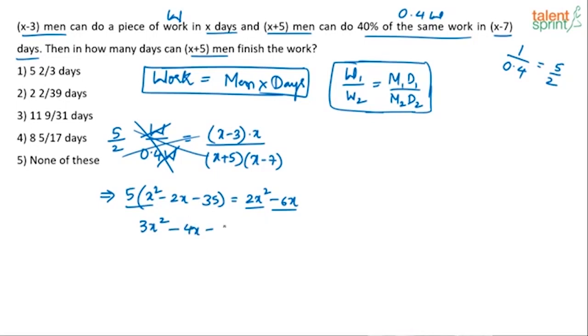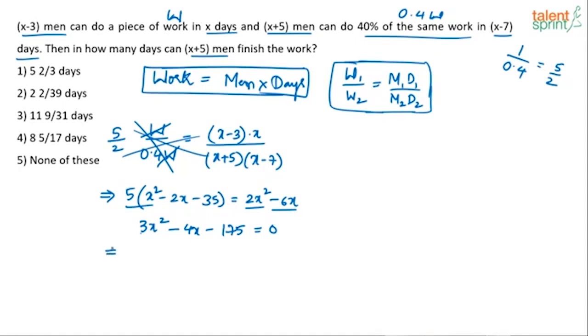5 into 35 is 175. So minus 175 equals 0. Again, 3 into 175 is what? 525. Is it? Yes or no? You know how to split this now, right? You have to factorize this quadratic equation, or you can use the formula minus b plus or minus root over b square minus 4ac by 2a, whichever is comfortable for you, right? So 5x squared minus 2x squared is 3x squared, minus 10x plus 6x is minus 4x, and this is minus 175. So 3 into 175 is 300 plus 225, 525. I think 525 is 25 into 21. 25 times 21 is 525, yeah?